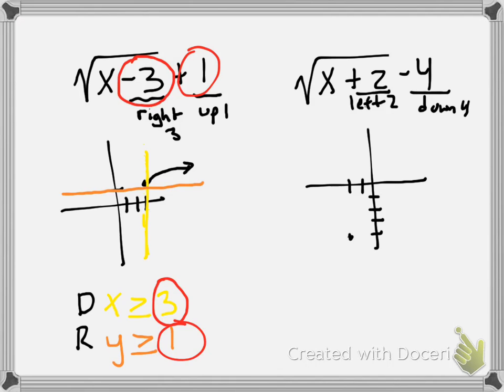Pen to write for me. There it goes. And from there, it's going to kind of go up and start leveling off. So now with my domain, it's going to be x greater than or equal to. Range is going to be y greater than or equal to.